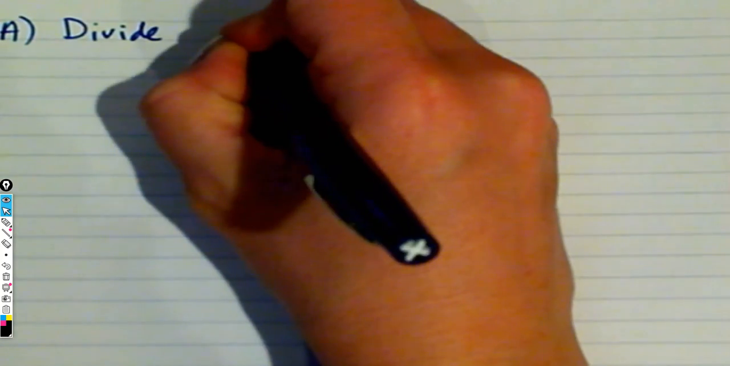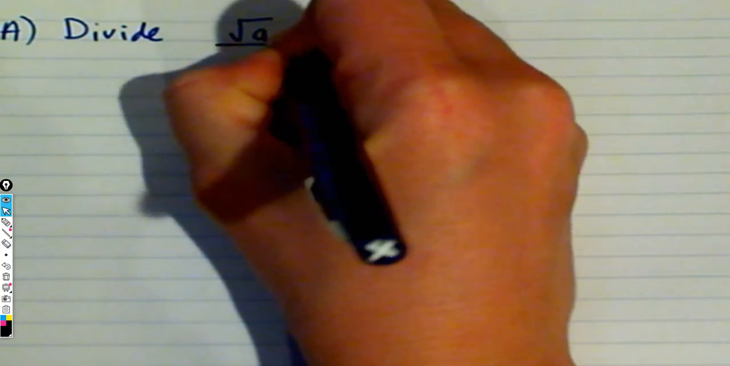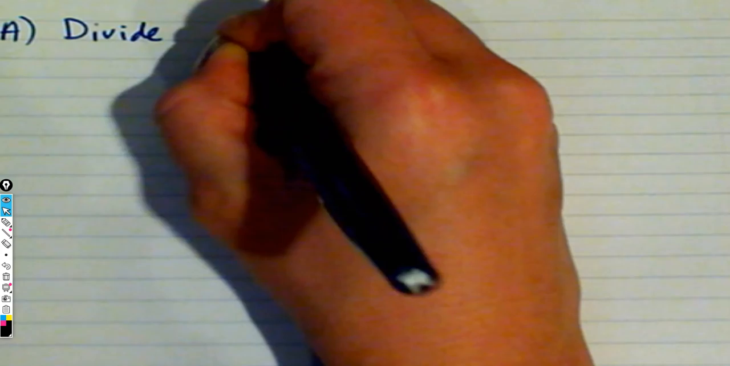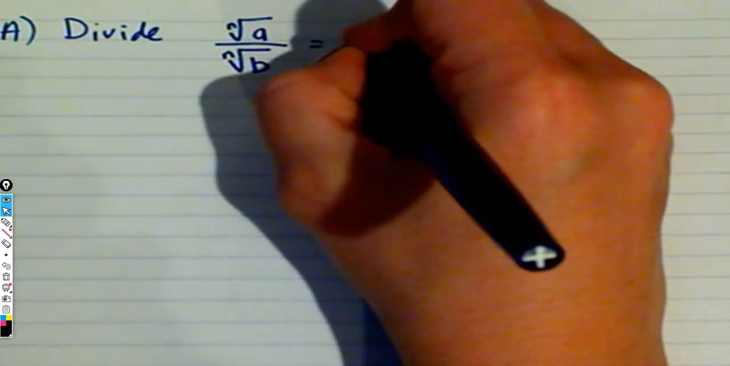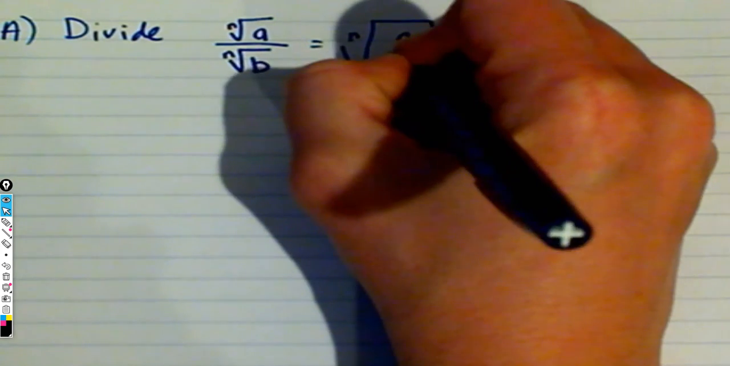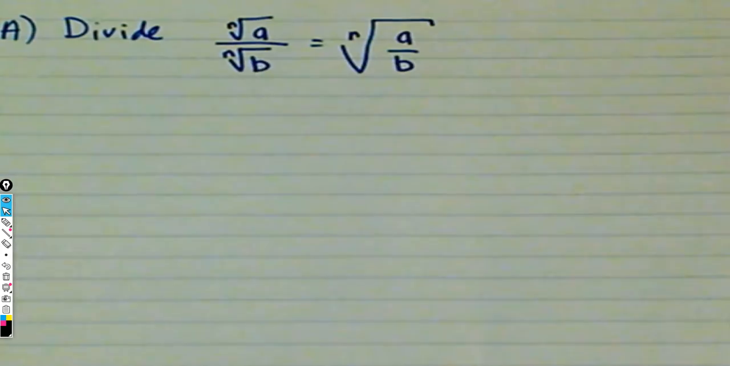So I'm going to do just a little bit of a recap from our notes today, which is divide. Okay. And I'm just going to jot down the nth root of a over b equals the nth root of a over the nth root of b. And so this is the divide rule.